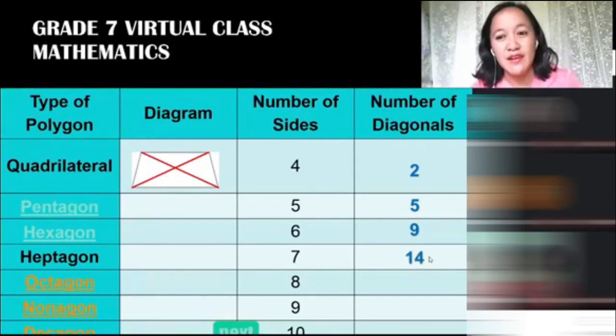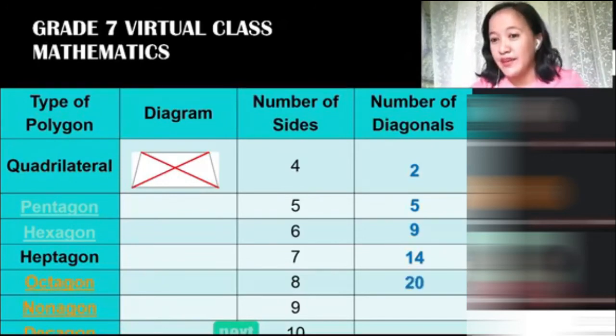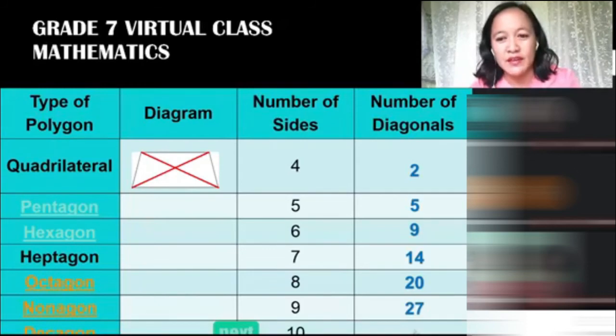And it will be 14. Then, after that, what about an octagon? How many diagonals? Ma'am, 8 added. 20. Then, followed by 27. Then, 35. Do you see the pattern? Plus 3, plus 4, plus 5, plus 6, plus 7, then plus 8.